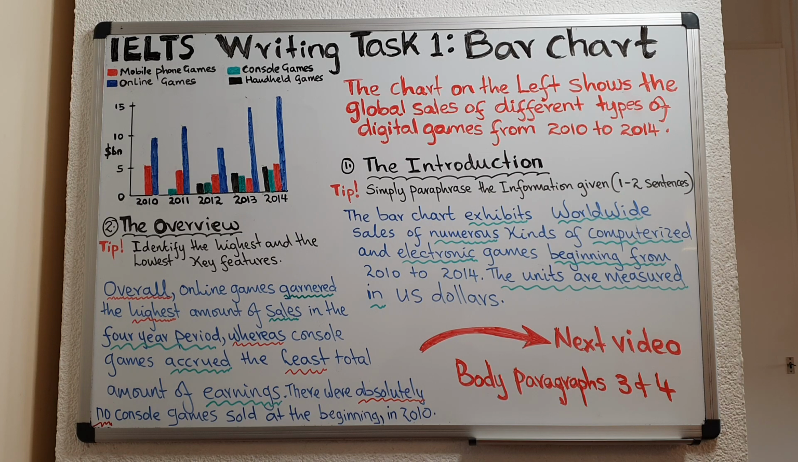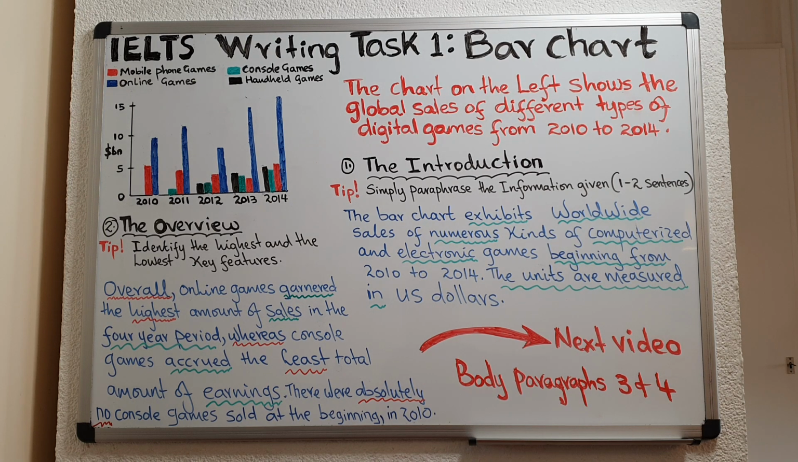Overall, online games garnered, or they made, okay, they made the highest amount of sales. Overall, online games garnered the highest amount of sales in the 4-year period. So from 2010 to 2014. Don't forget that sentence, 4-year period, okay?